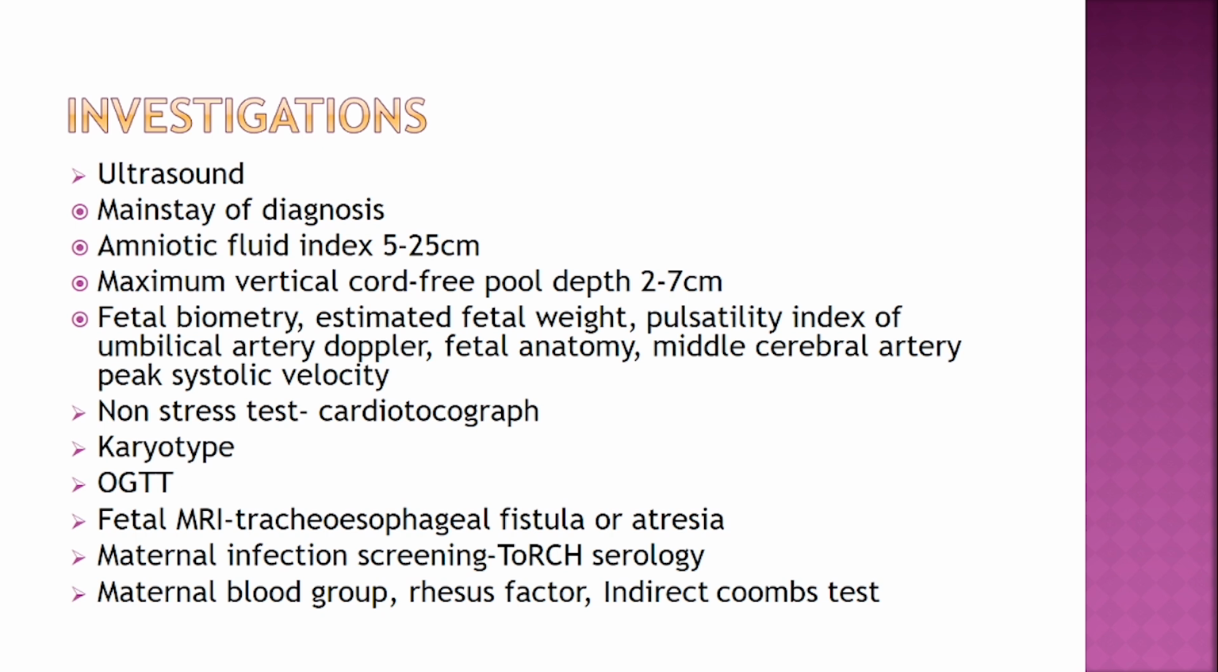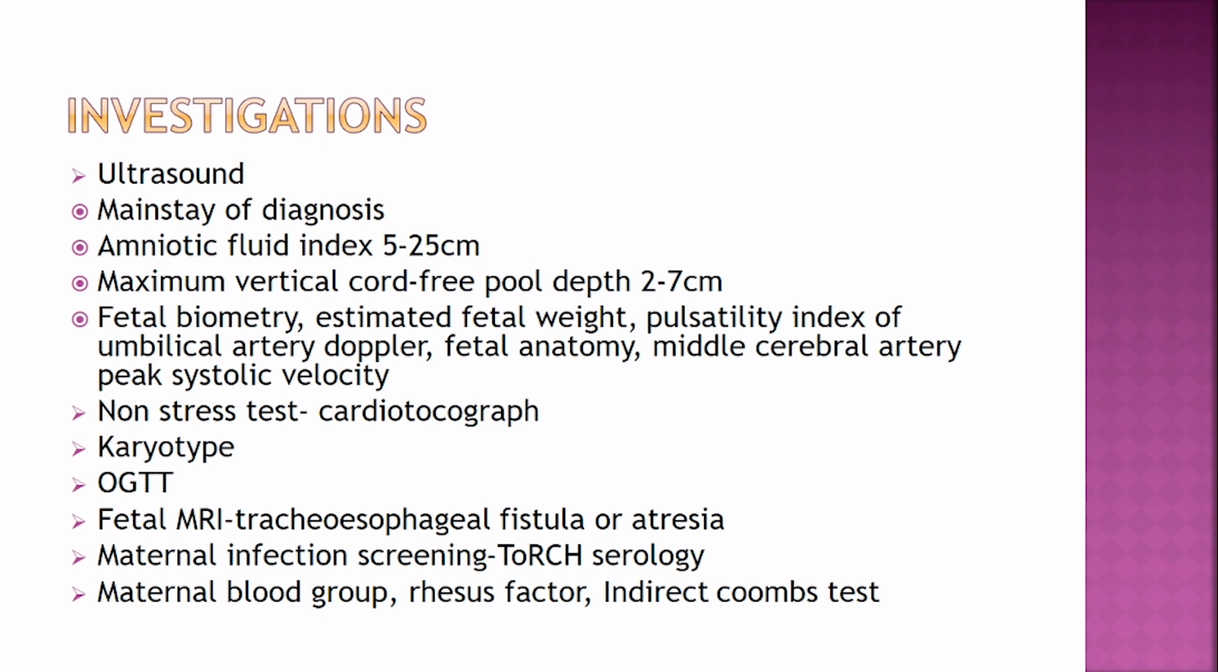Another criterion you can use to diagnose oligohydramnios or polyhydramnios on ultrasound is using a single vertical pool. The depth of a single vertical pool that is cord-free. The normal should be between 2 to 7 centimeters. When it's less than 2 centimeters, that is oligohydramnios, and when it is more than 7 centimeters, that is polyhydramnios.